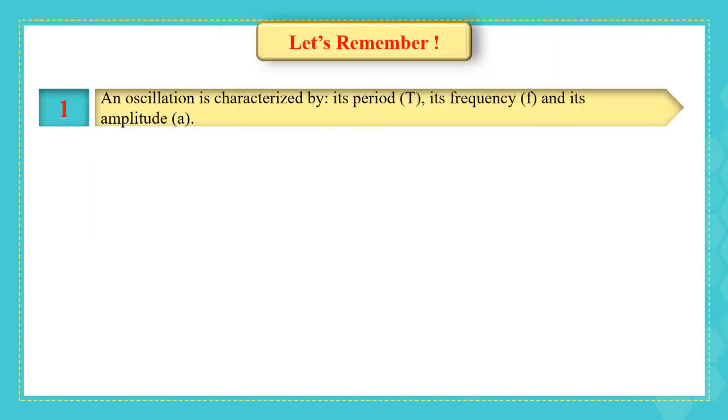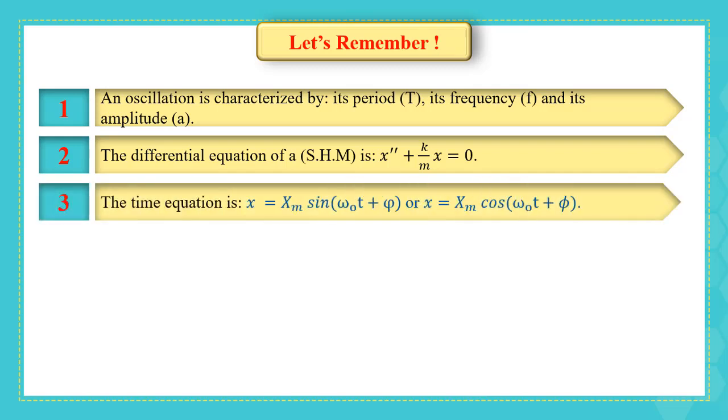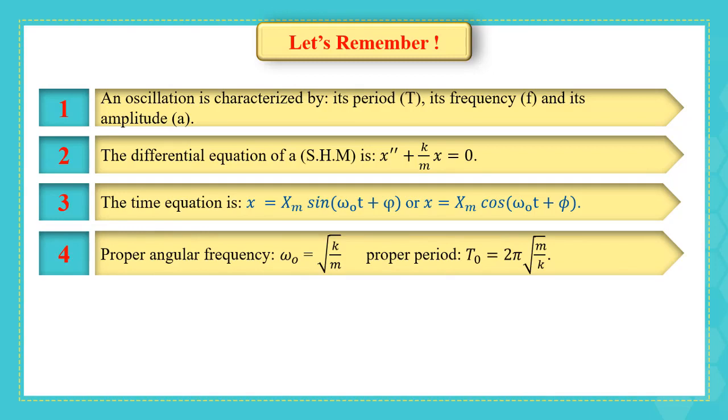Let's remember first that we have mentioned in the first part of mechanical oscillations that an oscillation is characterized by its period, frequency, and amplitude. The differential equation of a simple harmonic motion is x double prime plus k over m x equals 0. The time equation is x equals xm sine or cosine of omega 0 t plus phi, and the proper angular frequency omega 0 is equal to the radical k over m, where the proper period T0 is equal to 2 pi radical m over k.